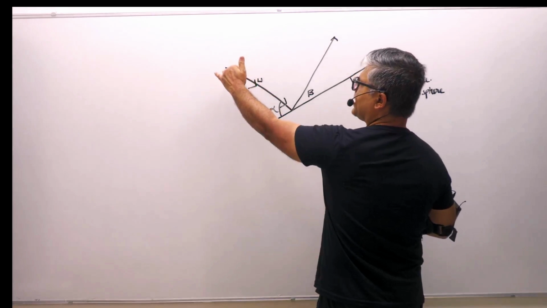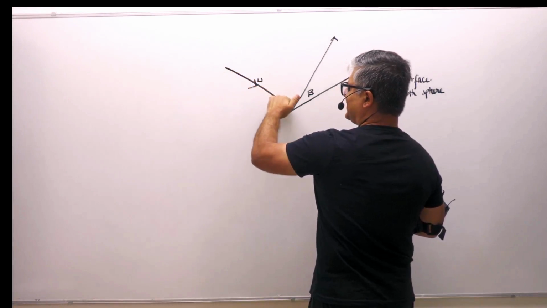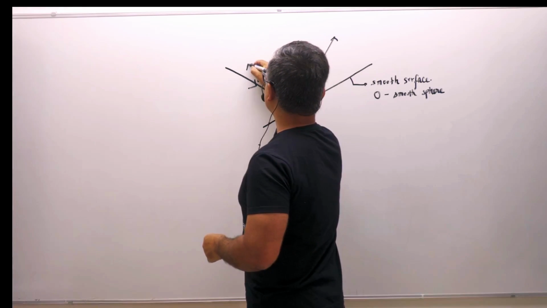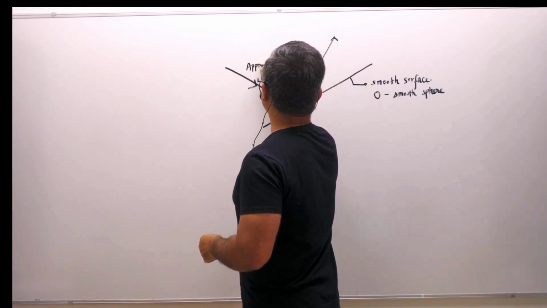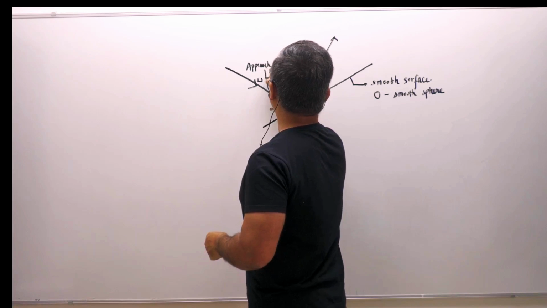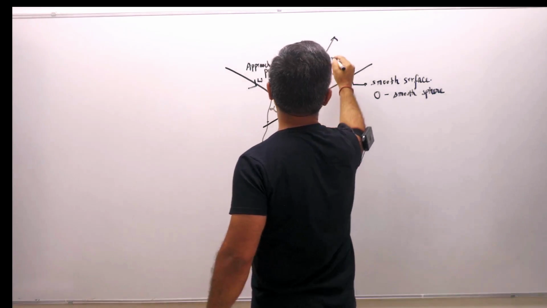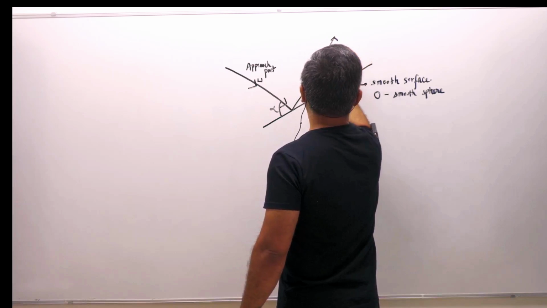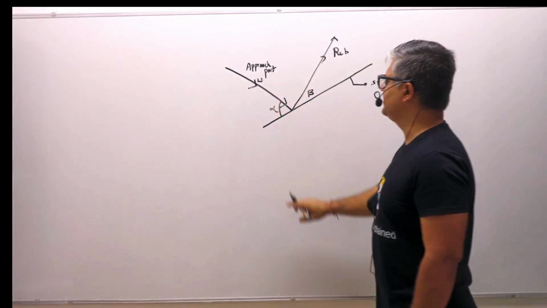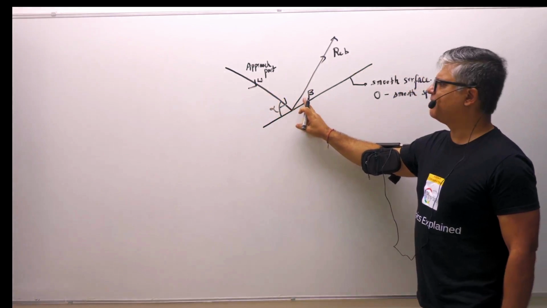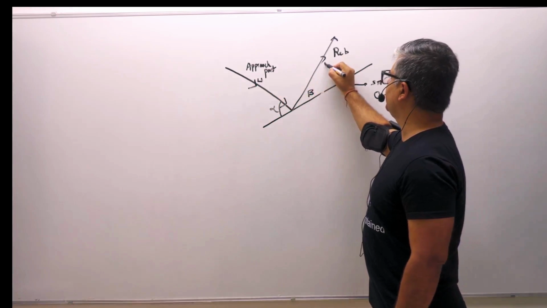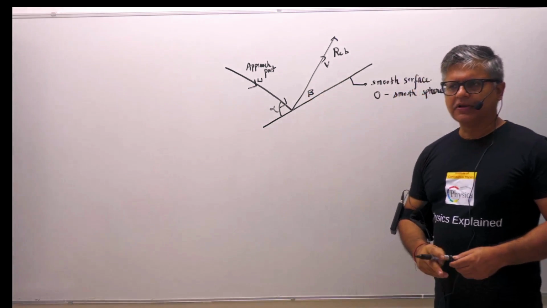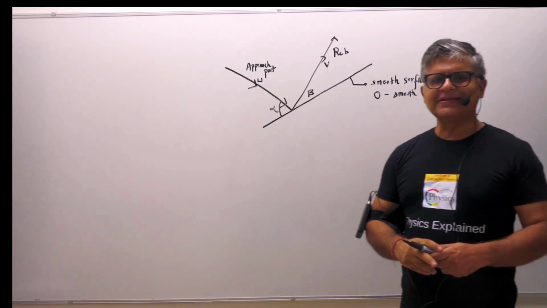The act of the body coming here like this is called approach. This is the approach part, and this is the rebound part. It comes with velocity u at an angle alpha. It gets rebounded with a velocity v and angle beta. The question is, how do you analyze this situation?